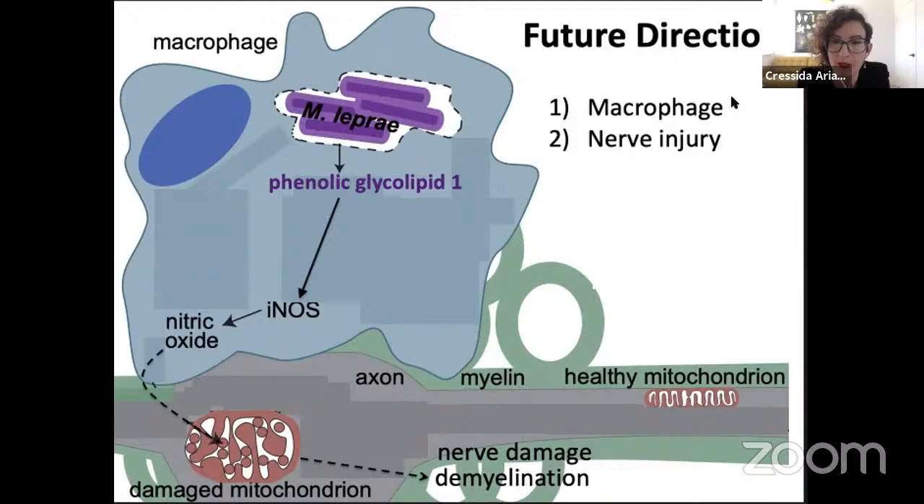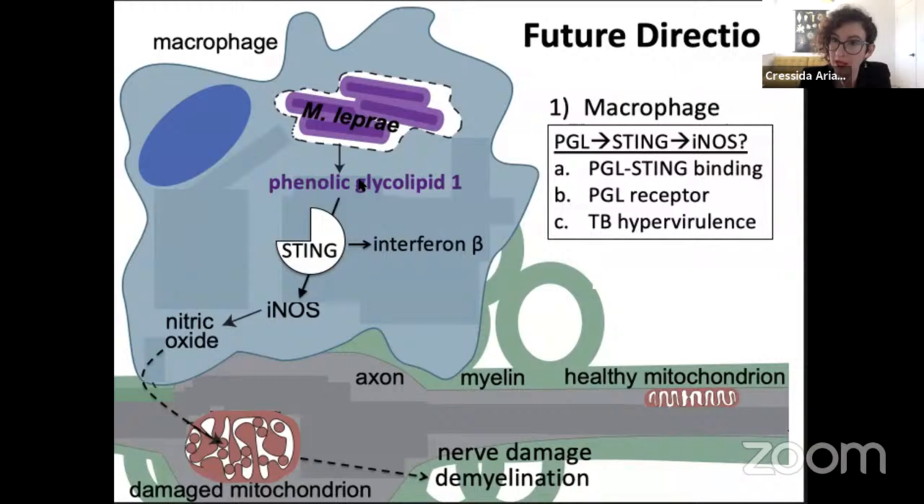And then we want to know more about how nitric oxide stress is potentially causing nerve injury, both to myelin and to the mitochondria within axons. So I want to tell you a little bit about where we're going with this data. I have unpublished data showing that in order for macrophages to respond to PGL1, they must produce STING. STING is a cytosolic sensor, primarily of viral infections. And we know that in mouse macrophages in vitro, if we don't have STING or if we don't have cGAS, this iNOS pathway does not occur.